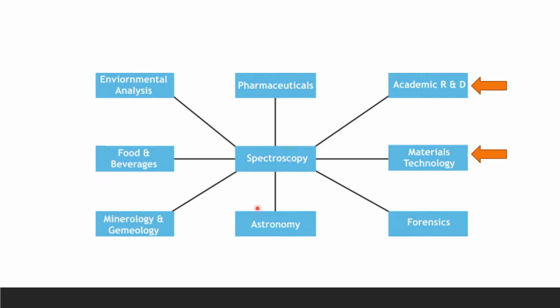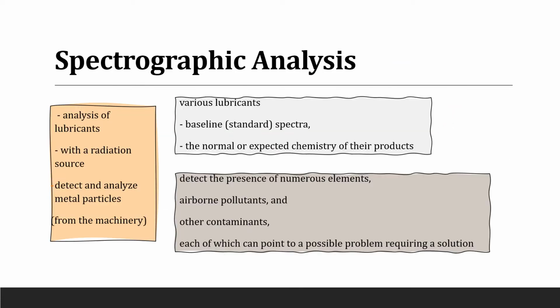Spectroscopy, we use it for so many things. Here, industrial technology belongs to materials technology, and of course research and development. In this analysis, we analyze the lubricant. We use a radiation source and then detect and analyze the metal particles. Again, the lubricants and the particles we're trying to detect and analyze are from your machine or equipment.